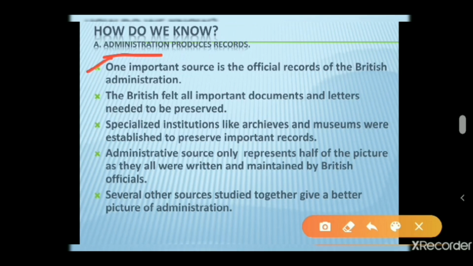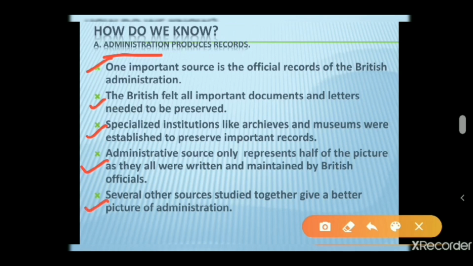One important source is the official records of the British administration, the official records that they used to keep. The British felt all important documents and letters needed to be preserved. Specialized institutions like archives and museums were established to preserve important records. Administrative sources only represent half of the picture, as they were all written and maintained by British officials. That means they only described their own part in the official documents. So it was only half of the picture.